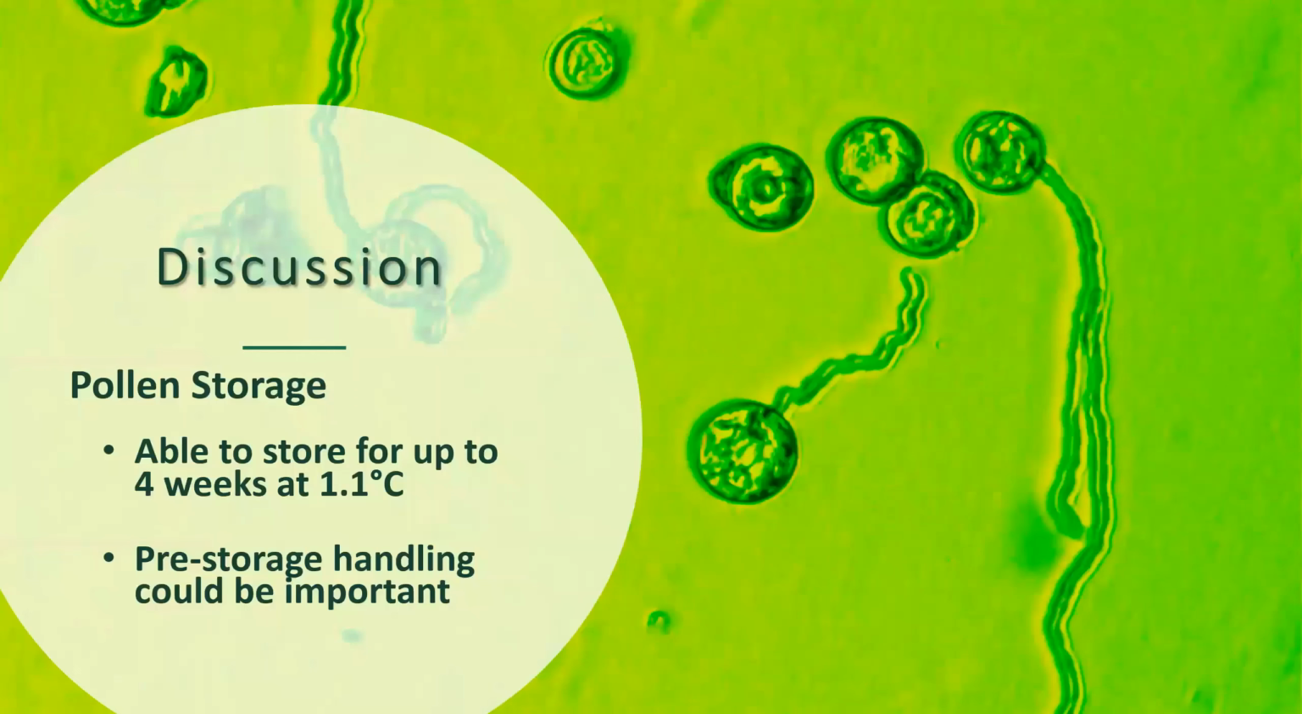So wrapping up the pollen storage study, we found that pollen was able to remain viable for up to 4 weeks at 1.1 degrees Celsius. And based on the trend lines seen in both the field and greenhouse results, the pre-storage handling could be very important to accurately assess the pollen viability.